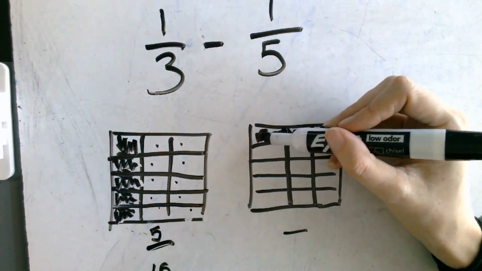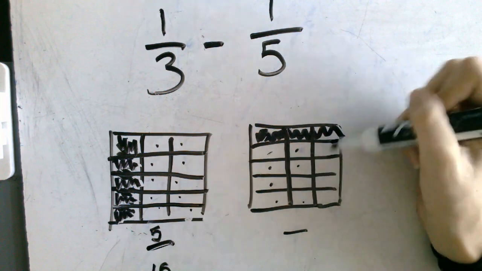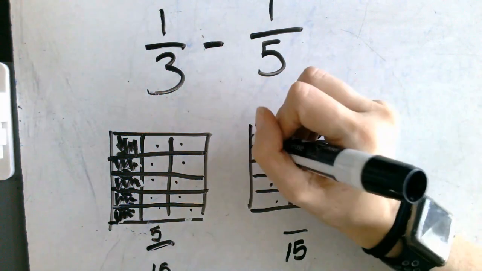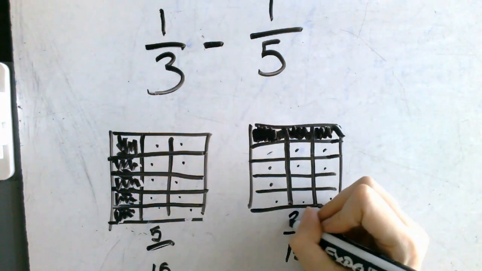Let's count on this side. 1, 2, 3, 4, 5, 6, 7, 8, 9, 10, 11, 12, 13, 14, 15. And how many boxes are colored in? 1, 2, 3.